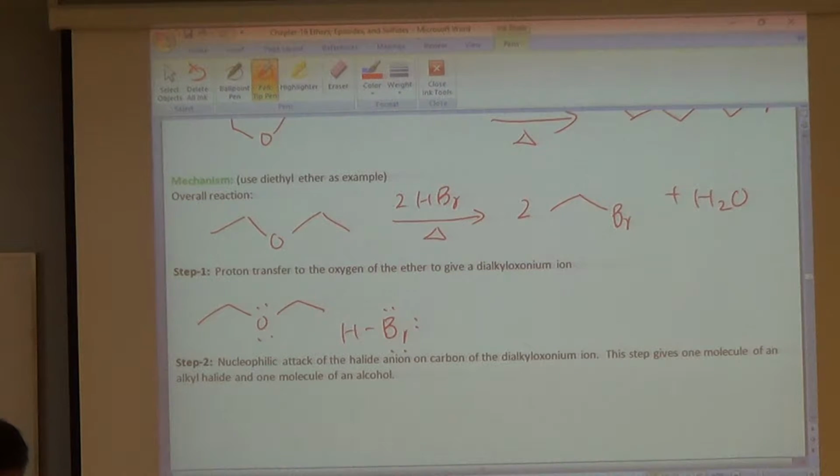So the protonation, the proton transfer to the oxygen of the ether, means you take the 2 electrons from the oxygen and grab the proton like this. This reaction is a faster reaction. And you produce this, which is the dialkyloxonium ion, and at the same time you produce the Br negative.